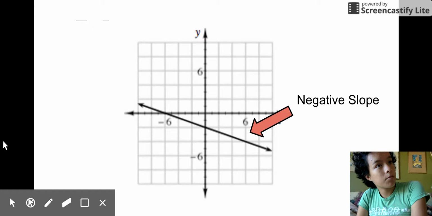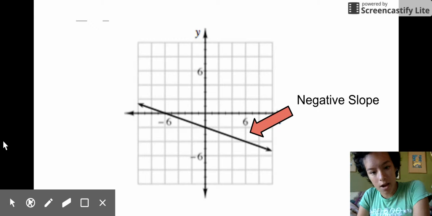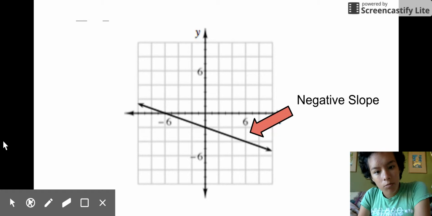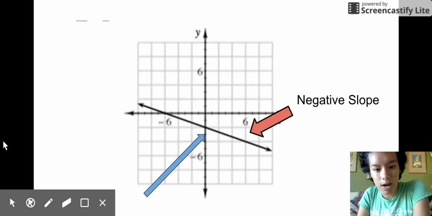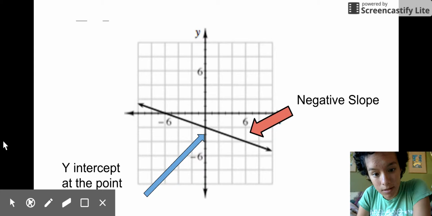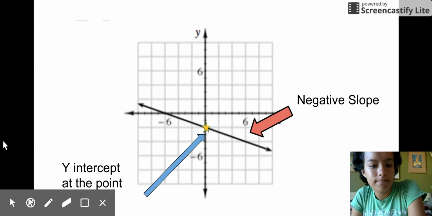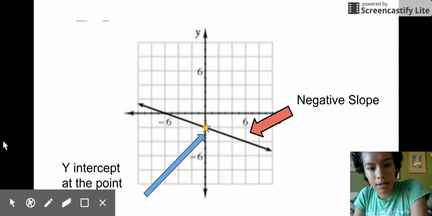So another important point we can observe in this graph is where the line crosses the y-axis, which is also known as the y-intercept. The y-intercept in this line is at the point (0, -2), where the line crosses the y-axis, where I've indicated with a star. This will also be an important point in our equation.